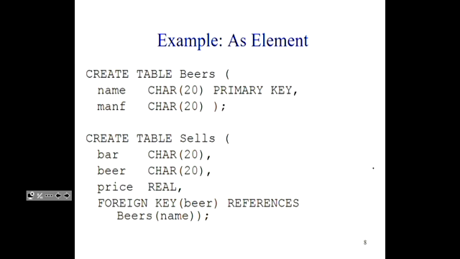So the same thing can be enforced as an element of the schema, just like primary key and unique. So you can say foreign key beer references beers parenthesis name. This is not necessary in this case. You can easily place this within the declaration of that attribute, but if you had multi-attribute foreign keys, this is the way to do it. Okay?